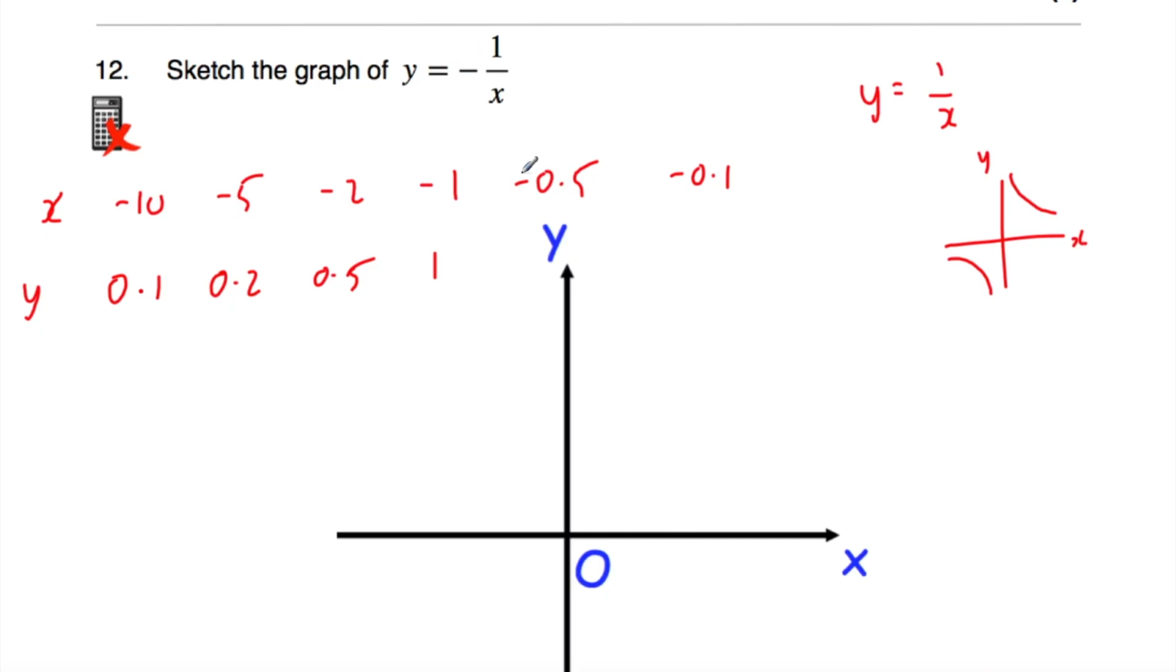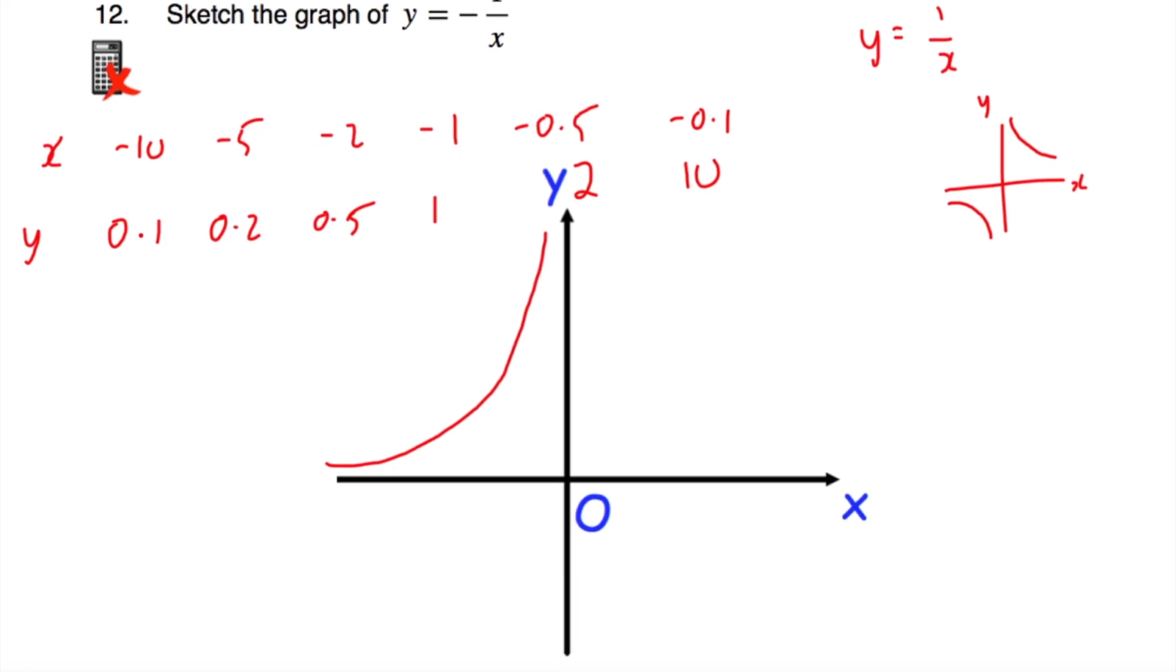And then if x is equal to negative 0.5, 1 divided by negative 0.5 is negative 2, but minus that would be 2. And then finally, whenever x is equal to negative 0.1, we find that y is equal to 10. So if we consider these points, negative 10 across, 0.1 up, negative 5 across, 0.2 up, negative 2 across, 0.5 up, negative 1 across, 1 up, negative 0.5, 2 up, negative 0.1, 10 up. So you'd actually find that the graph looks something like that. So it's a reflection in the x-axis.